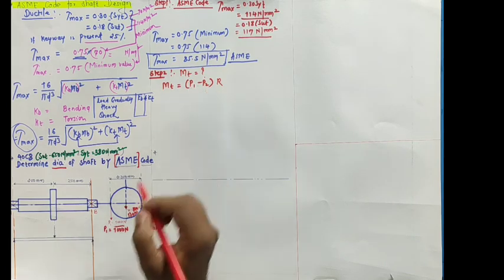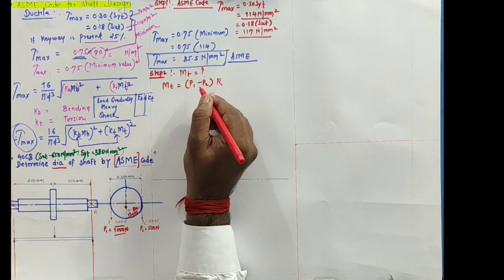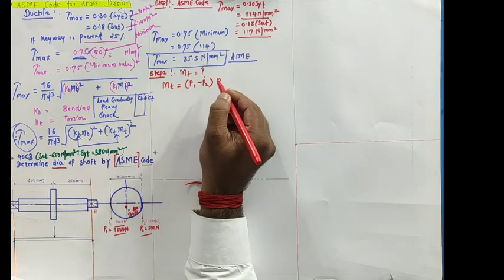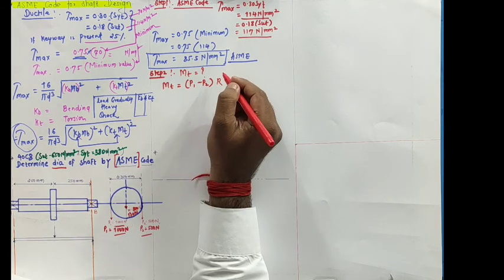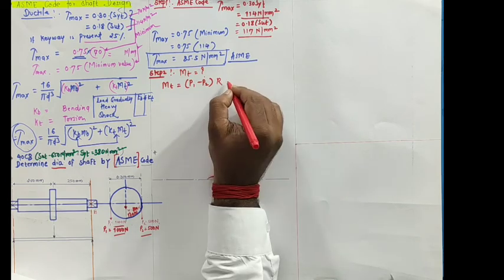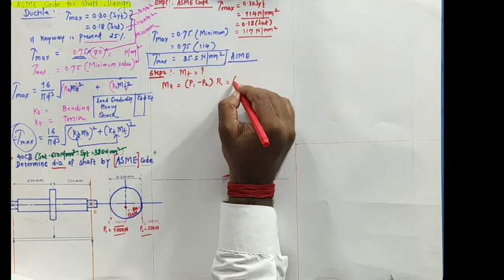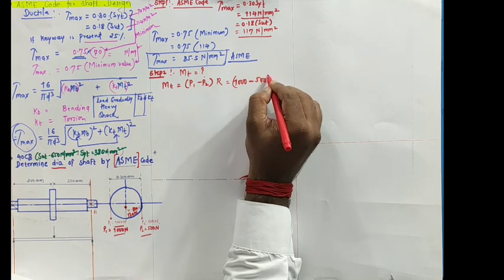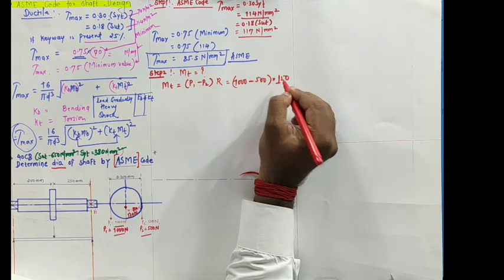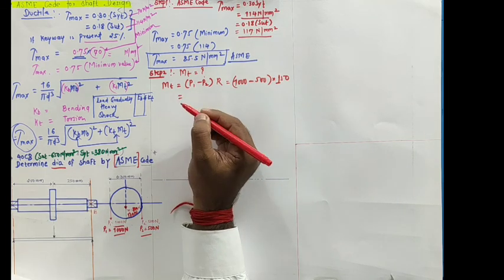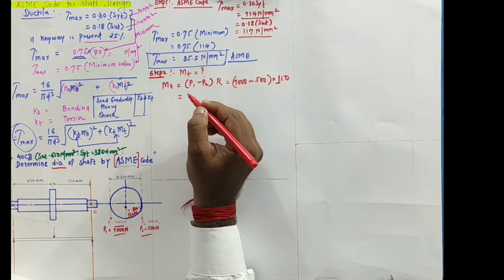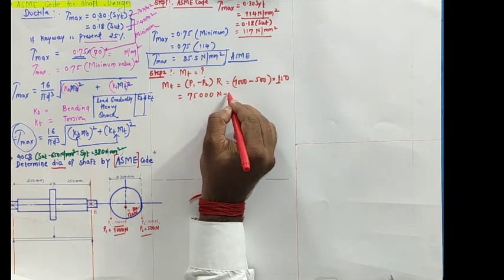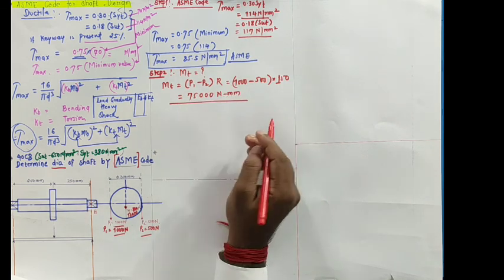Now here P1, the tension on the tight side, is given, and P2, the tension on the slack side, is given. The radius of the pulley is 300 mm, which means the radius is 150. So I'll write 1000 minus 500 into 150, that is the radius. Here I'll get the torque, and that torque value is around 75,000 Newton mm. Is that clear?